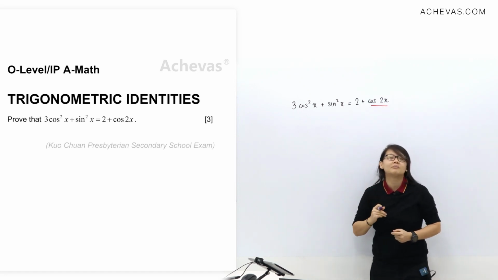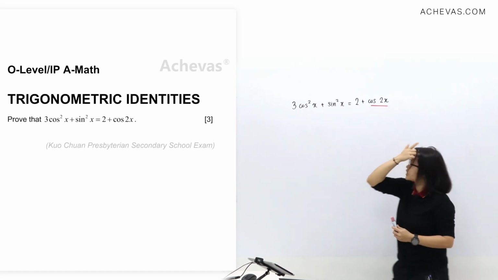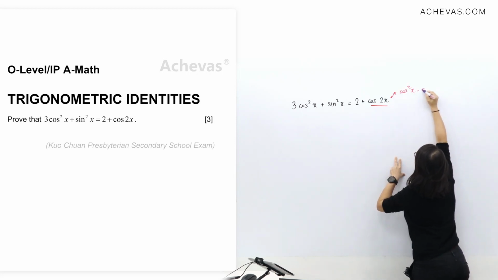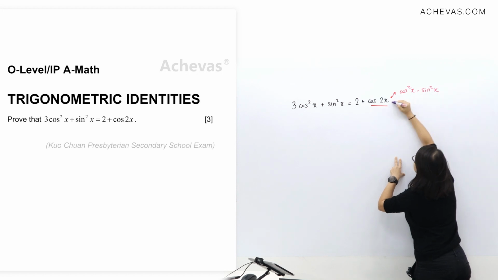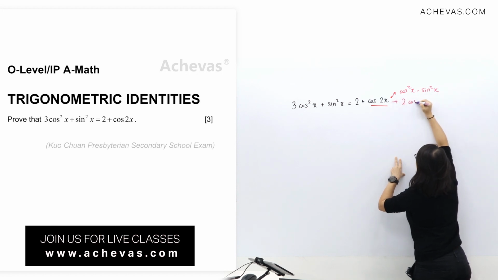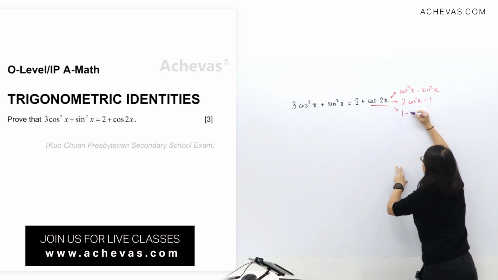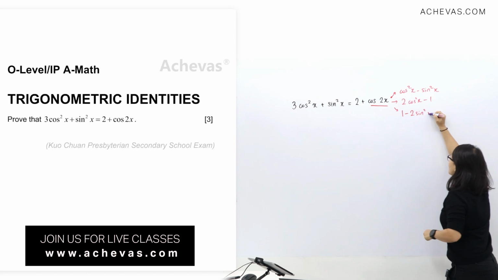If you refer to the formula page, you are given 3 options to change. Option number 1, you can change to cos square x minus sine square x. Option number 2, you can change it to 2 cos square x minus 1. And the third option, you can change to 1 minus 2 sine square x.